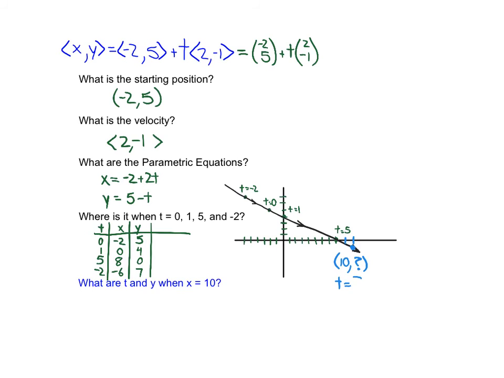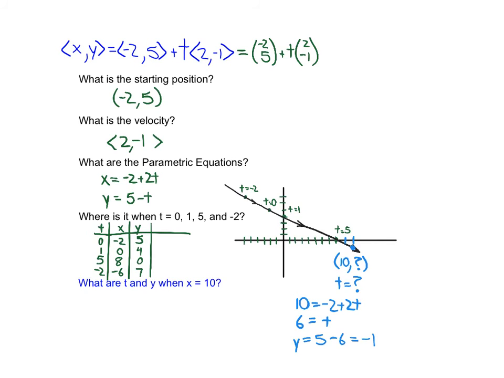So you just do 10 equals negative 2 plus 2t. Okay, yes. Alright? Yes, absolutely. X is 10, so 10 equals negative 2 plus 2t, and then I solve that and I get t equal to 6. And then you plug it in for y. Then we can plug it in for y, 5 minus 6. Okay? So now I know y is 5 minus 6, negative 1.